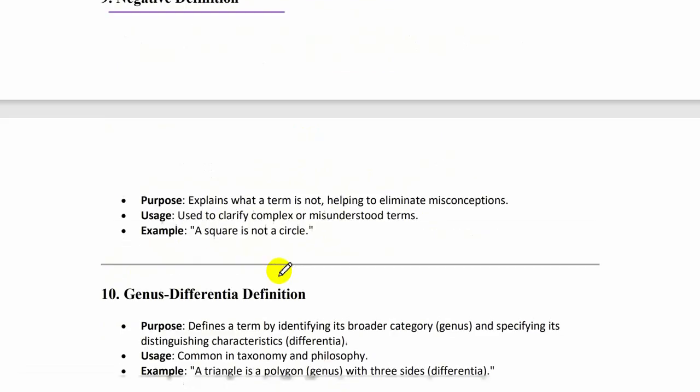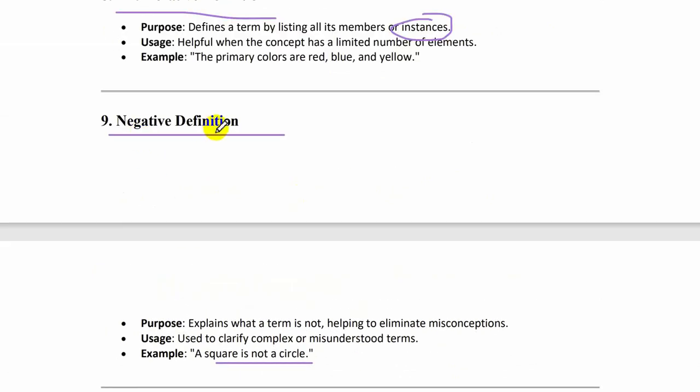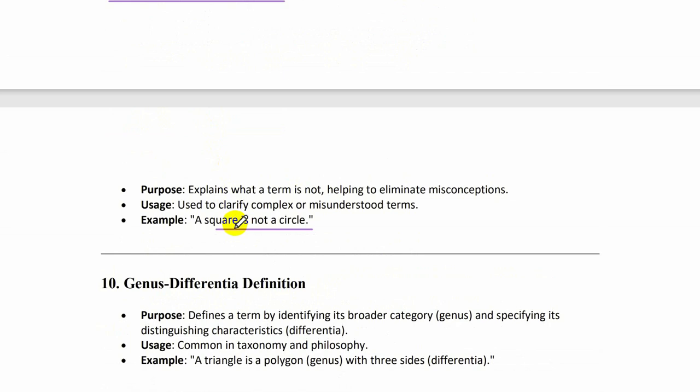Negative definition explains what a term is not, helping to eliminate misconceptions. Used to clarify complex or misunderstood terms. For example, a square is not a circle. This is a negative definition. We talk about a subject by stating what it is not.